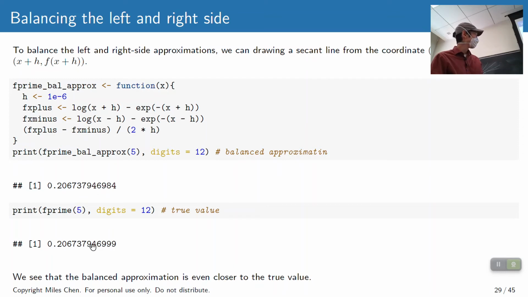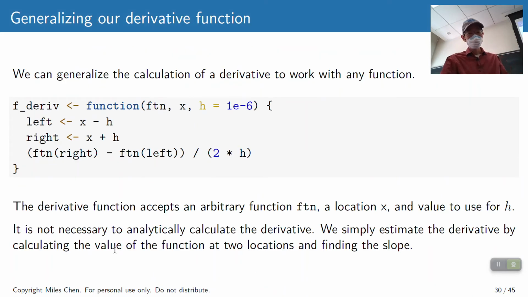20673794698 and 946999, right? So now this thing is accurate up to 10 decimal places, which by default R only prints out, what, 7 or 8 decimal places, or I don't know what the default options are, but this is pretty good, okay? So that's derivative approximation. We're just adding on tiny little increments and calculating basically the change in the function divided by the size of your increment.